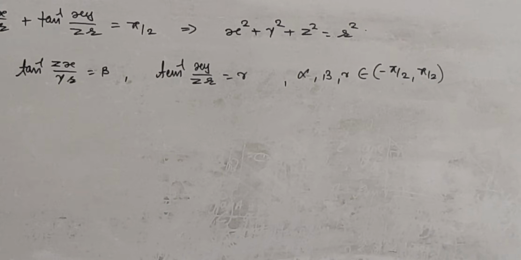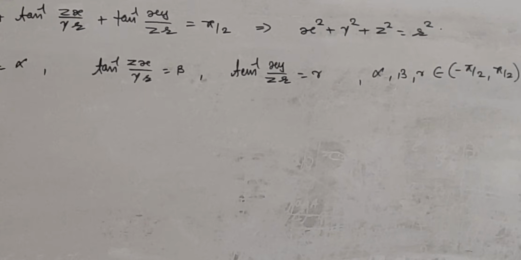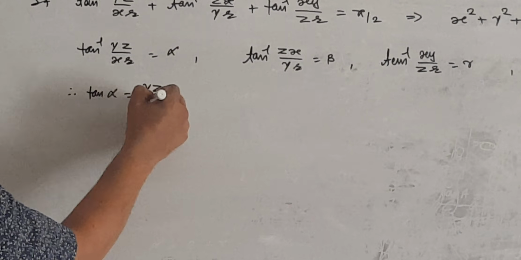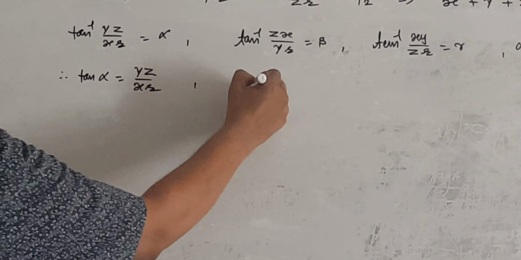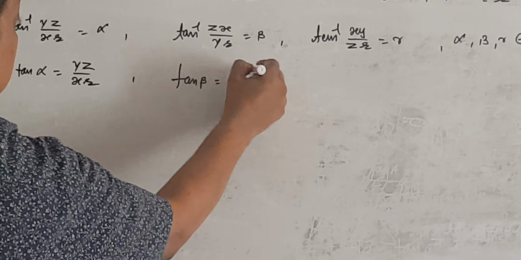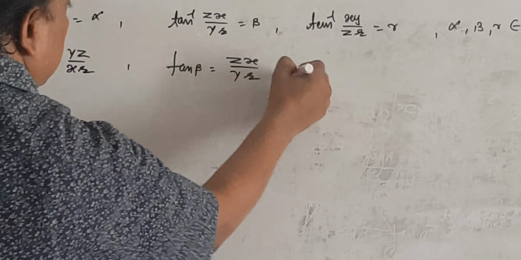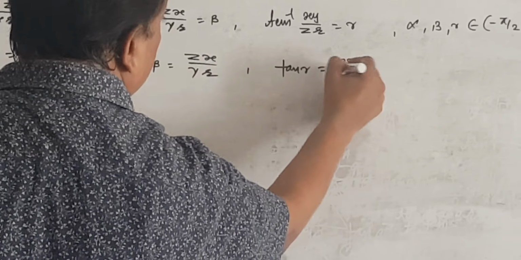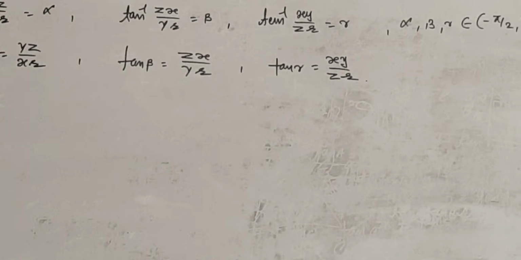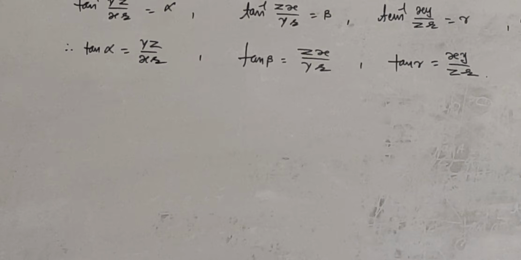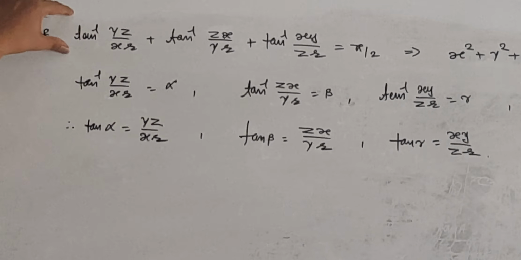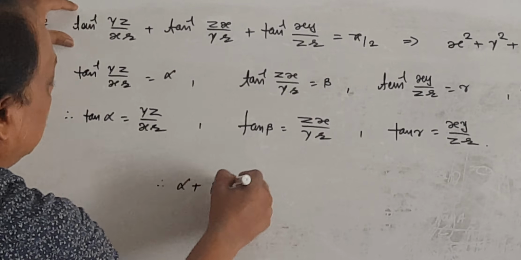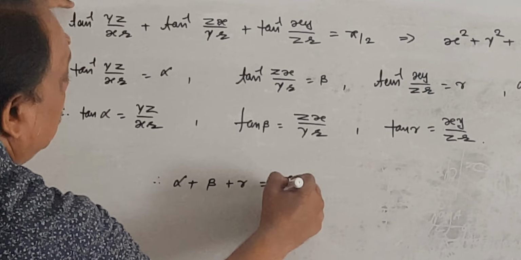Okay, so the inverse is possible, so therefore can I say tan alpha is yz upon x, tan beta is zx upon y, and tan gamma is xy upon z. Is that clear? Now we keep the equation, but this is nothing but alpha, so I just write directly alpha plus beta plus gamma is pi by 2.